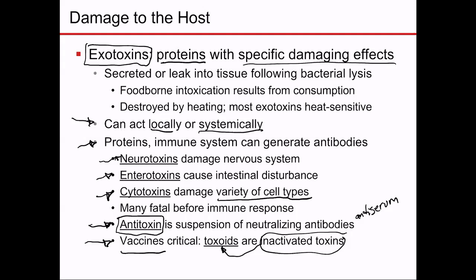Examples of vaccines that use this strategy, many. Clostridium tetani, the tetanus vaccine uses a toxoid that bacteria produces. Corynebacterium diphtheriae produces a toxin, and for that particular bacteria, we use the toxoid, the toxin that this bacteria produces, as a vaccine to now generate neutralizing antibodies against that toxin.